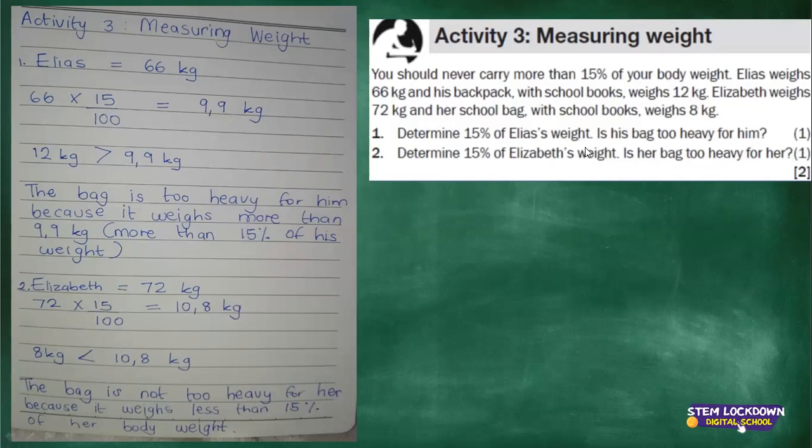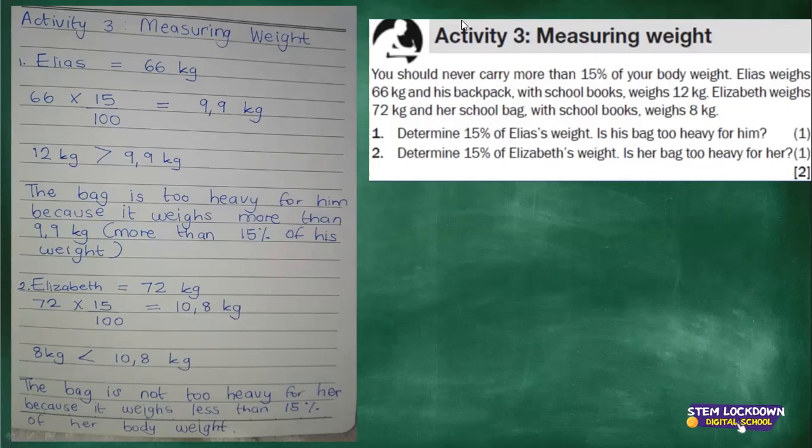Now, if you look at how this question is phrased, they are telling us there are 2 points. Point 1, determine 15% of the weight, and point 2, they are asking if the bag is too heavy. So there are 2 parts to answering the question, and we must be careful to answer both of them. We've determined the 15% of the body weight, so that's the half a mark. And then the other half a mark is when we respond to whether the bag is too heavy or not.